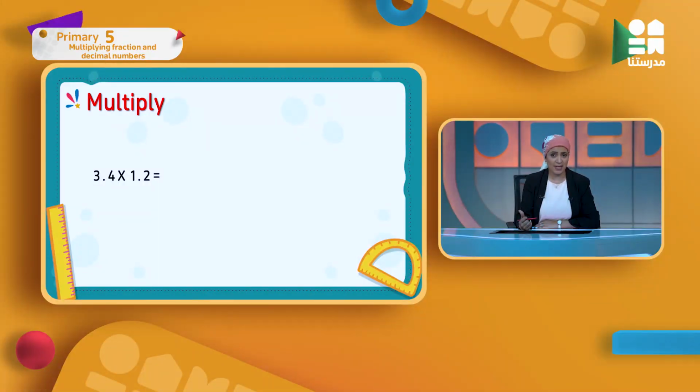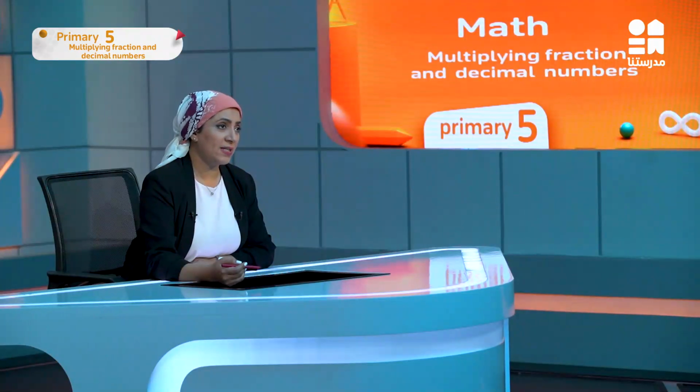Another example, but this one I have two numbers. Each one of them has a decimal point. So 3.4 times 1.2. Remember what we just said? We said that in this case, I have to put them on top of each other, and then I ignore the decimal point and multiply them as if they are normal numbers or whole numbers. After that, I will count how many decimal points I have in the whole question. Then I will count these places and put my decimal point.